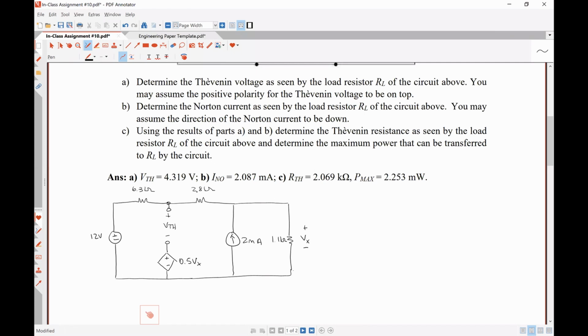Nodal analysis, maybe? Nodal analysis. All right. What should I choose as my reference node? The bottom one, because it's connecting the most. Sure. So there's my reference node.